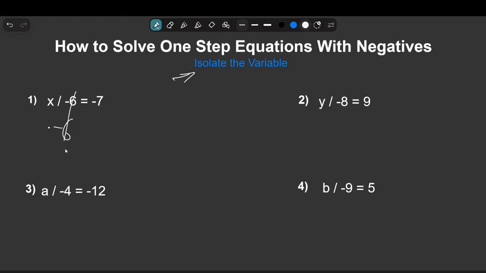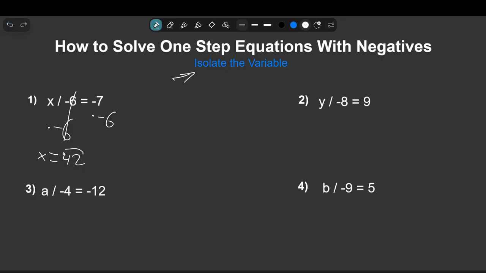This cancels each other out, so we are just left with our variable. Now we have to do it on this side also. Times minus 6. Minus 7 times minus 6 equals 42. And if you're a bit confused on how it can be a positive number, just go watch my other videos about positives and negatives, and I will teach you how it can be a positive number when we're multiplying two negative numbers. So we get an answer of 42.